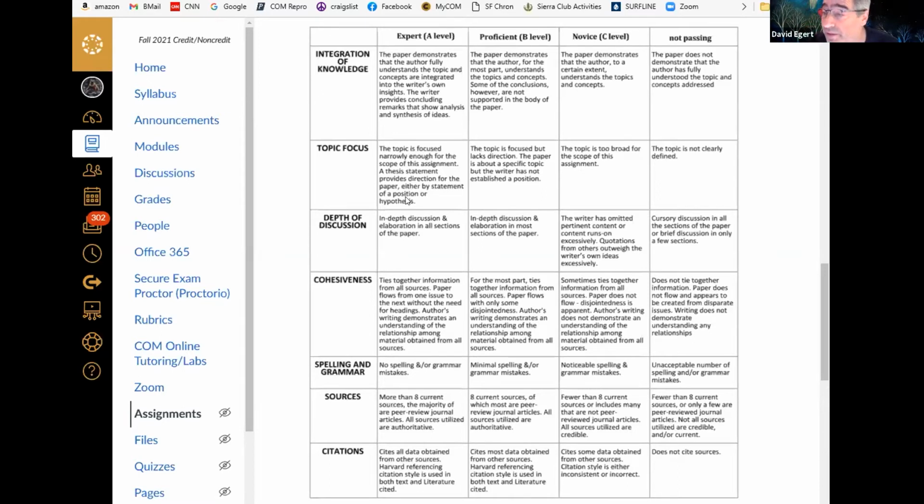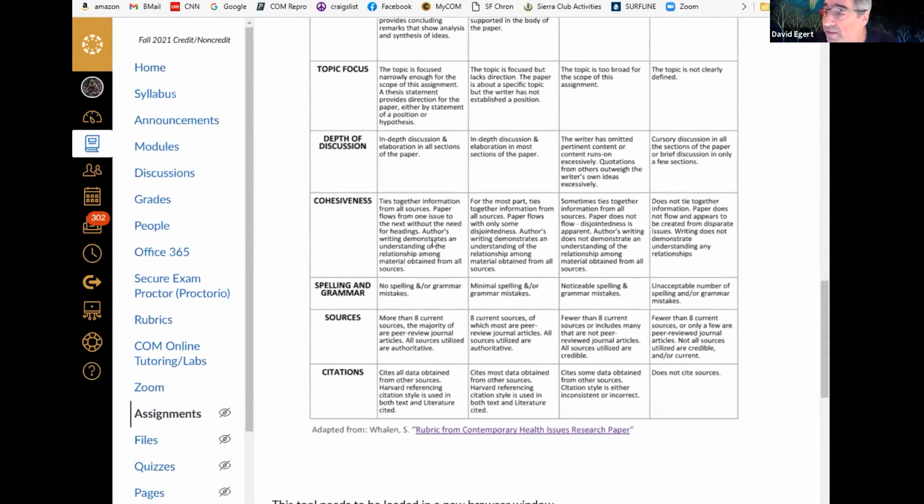So that's something you might find as you get started, that you have to narrow your focus, because you might find that some of this is a bit of an iterative process. Depth of discussion, again, going into enough depth that you're not being superficial about what you're interested in or about what the papers say.